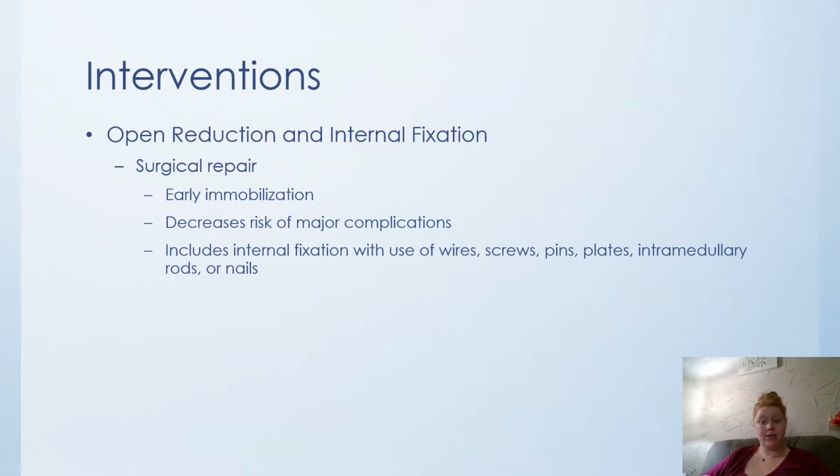Then the other way to help fix a hip fracture is an open reduction and internal fixation. This is a surgery. We're going to need early immobilization, but it does decrease the risk of major complications. On a side note, not all of them though, because there are risks and complications with every surgery. But this does also include internal fixation with wires, screws, pins, plates, rods, nails, whatever they need to do to get the bone back together.